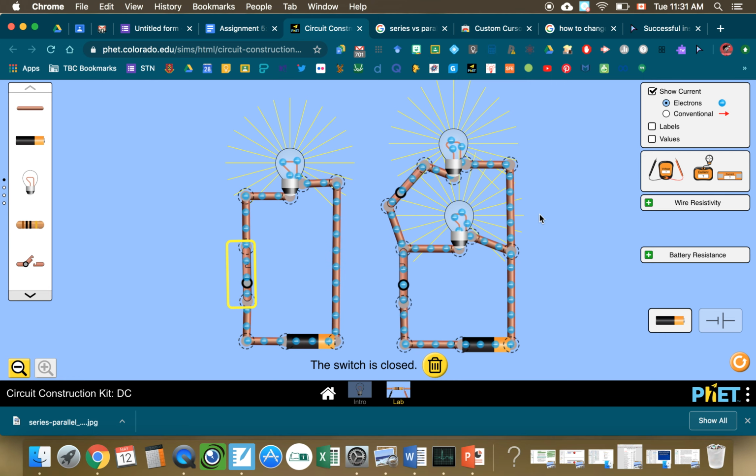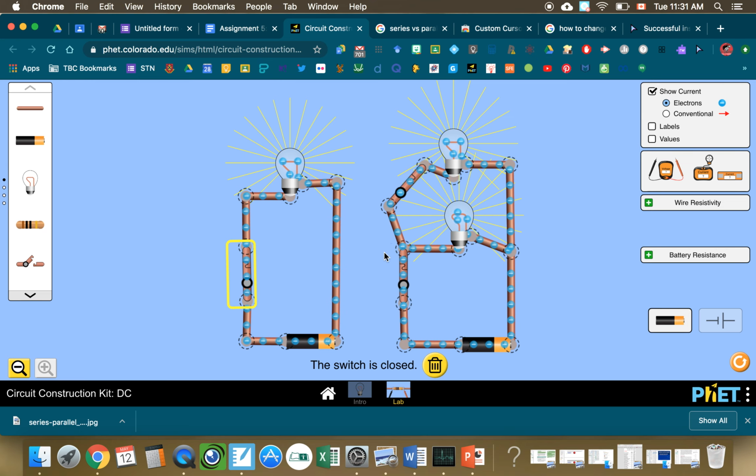In a parallel circuit, the reason it's different is because there's more than one path our electrons can take. So say we follow this electron out of the negative end of the battery, if you follow my cursor going up, which way is he going to go? He's going to go to the right and go through this light bulb.